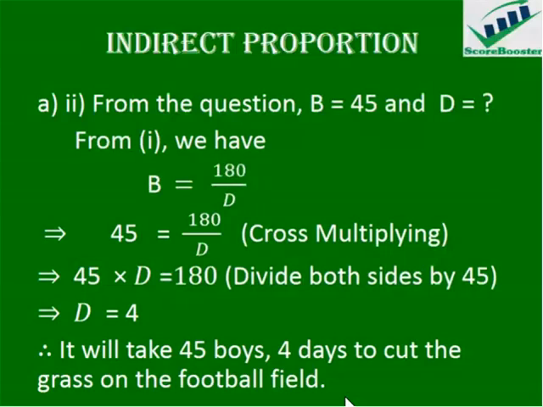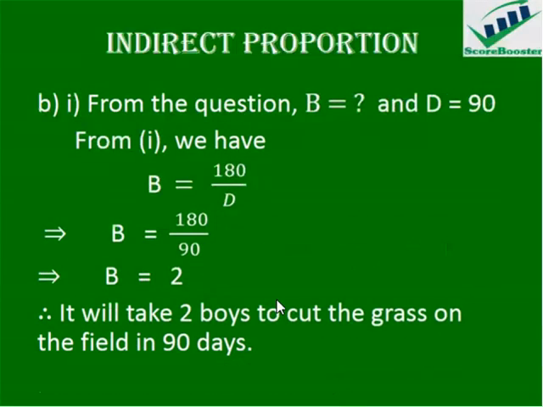We move to the second part. We are told: how many boys can cut the grass in 90 days? Here the number of boys is not given, but we are given the number of days to be 90. So we also go back to the relationship, which is B equals 180 over D. We are given the value for D to be 90, so B will be 180 divided by 90, which is 2. So it will take just 2 boys to cut the grass on the field in 90 days.